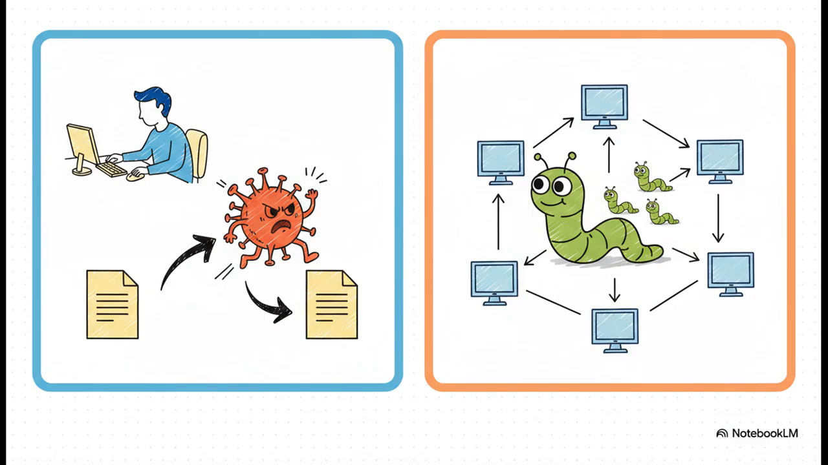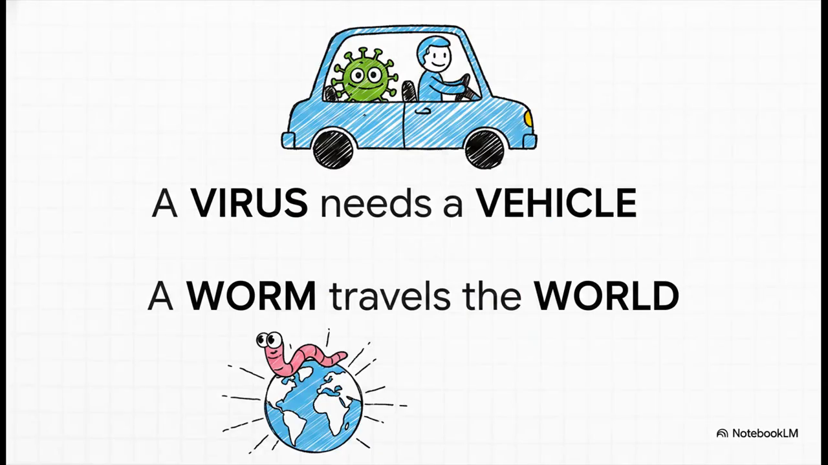A virus is like a parasite. It has to attach itself to a legitimate file, like a document or an application. And it can't do anything until you run that file. You have to click it, open it, something. A worm, on the other hand, is completely independent. It's a standalone program that can replicate itself and spread across the network all by itself, no human help needed. That's why worms can spread like wildfire. And hey, if you need a little trick to remember this for the test, here you go. A virus needs a vehicle, and that vehicle is you. But a worm can travel the whole wide world, the network, all on its own.